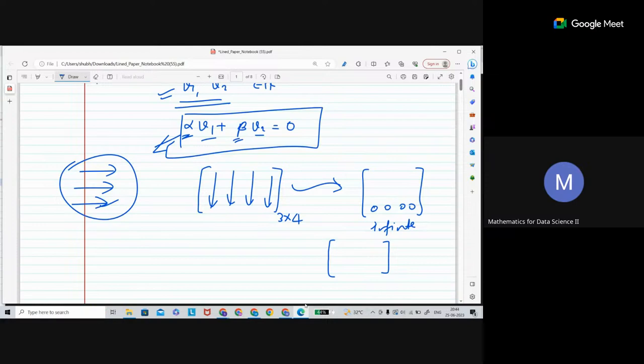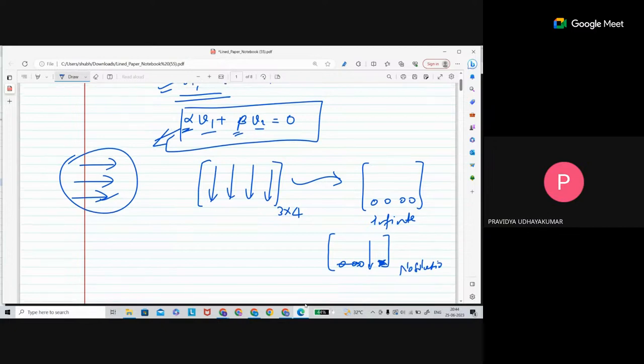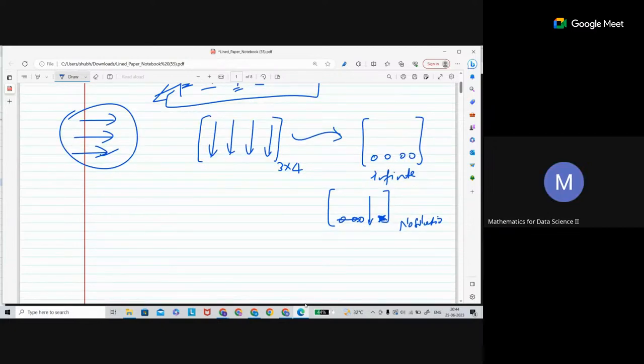Suppose the last row is such that all the coefficient entries are zero, but the right-side entry is not zero. Then in that case, what will it be? Then it has no solution. And if the case is that any one of the coefficients is non-zero, but the last row is zero, then the system may have a unique solution or infinitely many solutions.